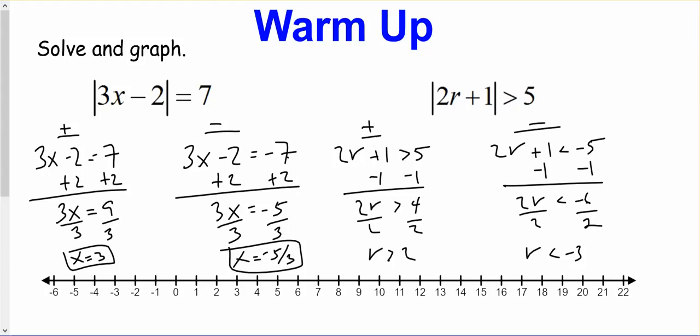So our numbers are negative 3. We don't have the equal sign, so an open circle. And less than negative 3 would go to the left. And our other number is 2. And we're greater than 2, so that would go to the right. So this is an OR equation.